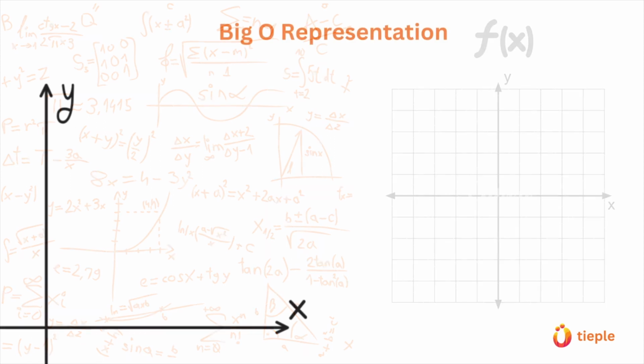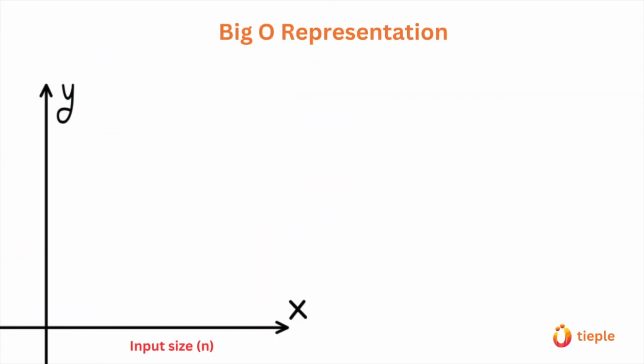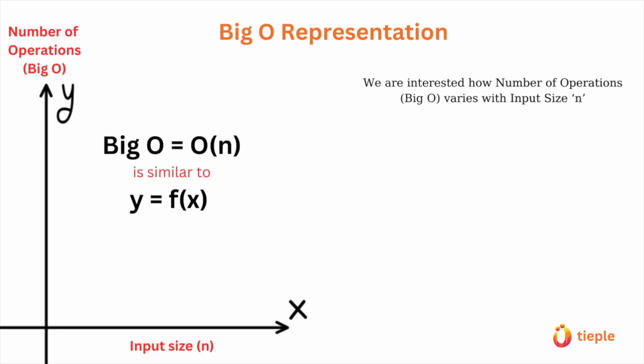Instead of x and y, it has size of input n on the x-axis and number of operations, big O, on the y-axis. As we agreed that time complexity is all about the count of operations, we are interested in how the number of operations, that's big O, changes when the input size n changes.